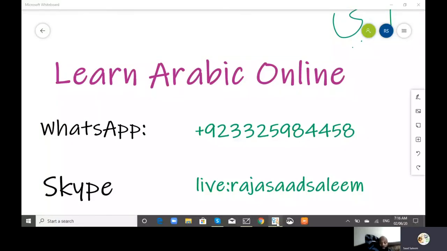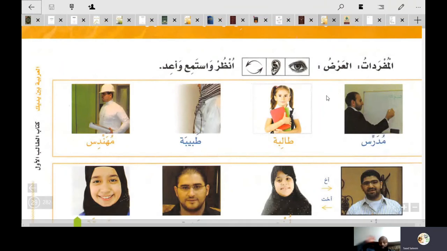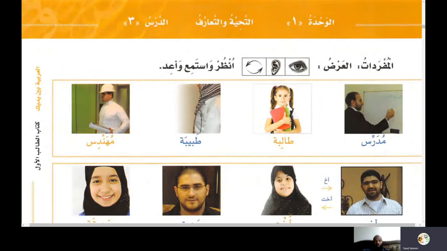Bismillahirrahmanirrahim. Today we'll start from page number 29. Start it. From the top? Yes. Al-Wahdatul Ula. Yes. Al-Wahdatul Ula. Good.